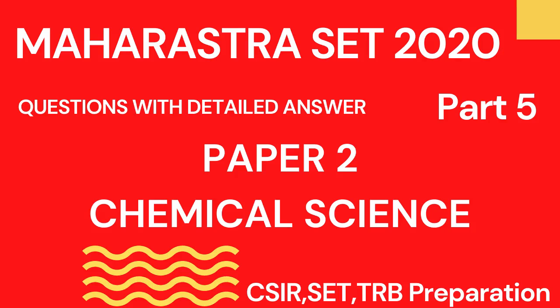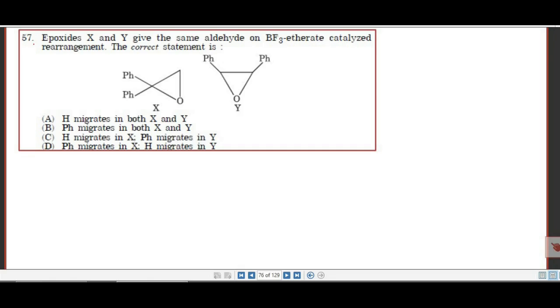Maharashtra SET 2020 question and answer with detailed explanatory answer. Chemical Science Paper 2 Part 5. Question number 51. Epoxides X and Y are given. They give the same aldehyde on BF3 etherate catalyzed rearrangement.